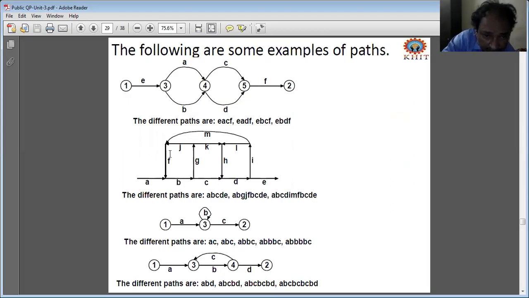Similarly, here are the different paths. By seeing these directions, you can say: A, B, C, D, E is the shortest one. Then A, B, G, K, H, D, E. Like that, you can write the different paths. Here the different paths are AC, ABC, ABBC, so here B is a self loop. The different paths are ABD, ABCD, then ABC, BC, BD, then ABC, BC, BC, BD. These are the different paths.